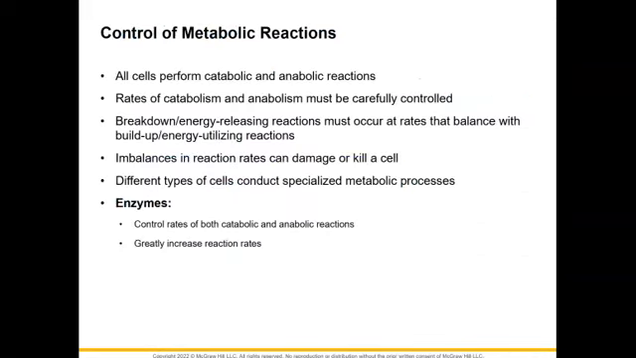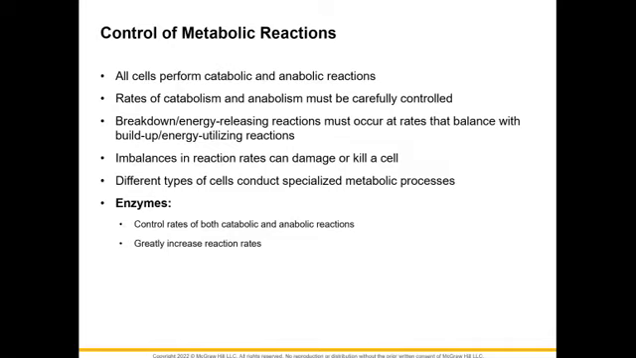All right, so now that we've mentioned our two types of metabolic reactions, now let's talk about how these reactions can be controlled. Every cell performs both anabolic and catabolic reactions. So every cell needs to be breaking things down and building things. Now, the rates of these catabolic and anabolic reactions have to be really carefully controlled.